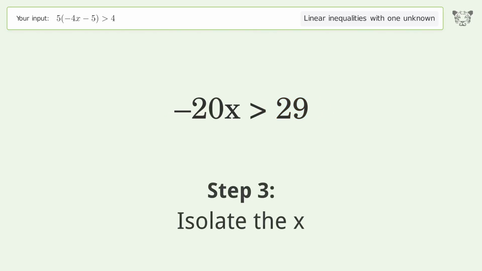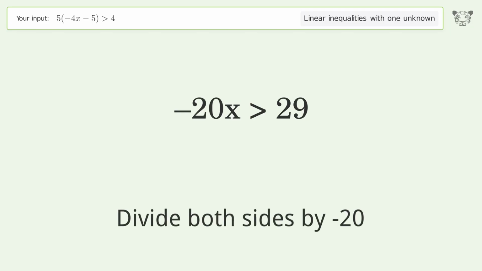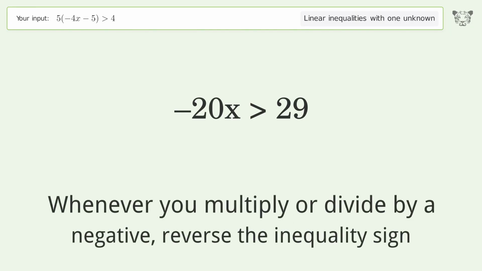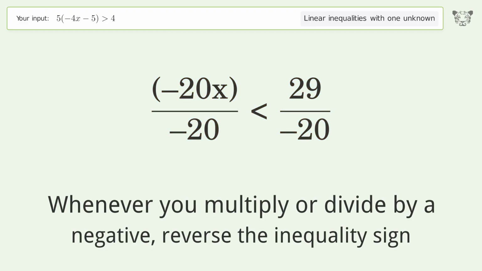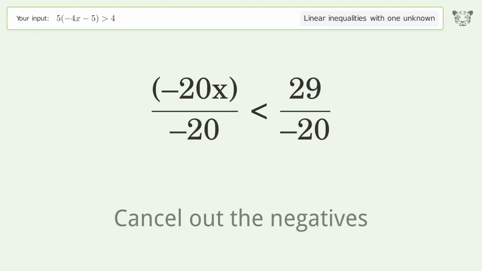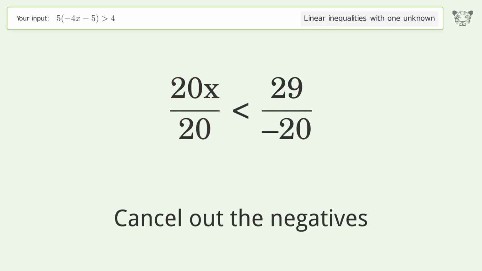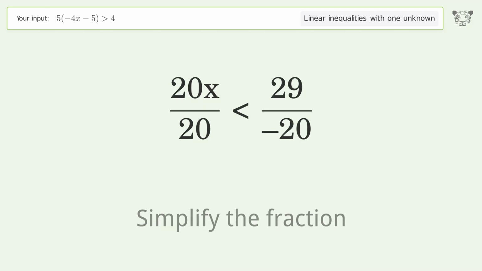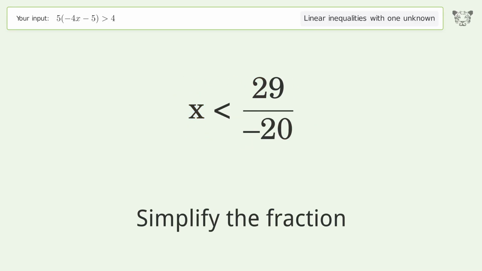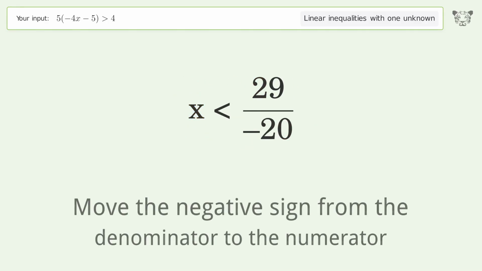Isolate the x. Divide both sides by negative 20. Whenever you multiply or divide by a negative, reverse the inequality sign. Cancel out the negatives. Simplify the fraction. Move the negative sign from the denominator to the numerator.